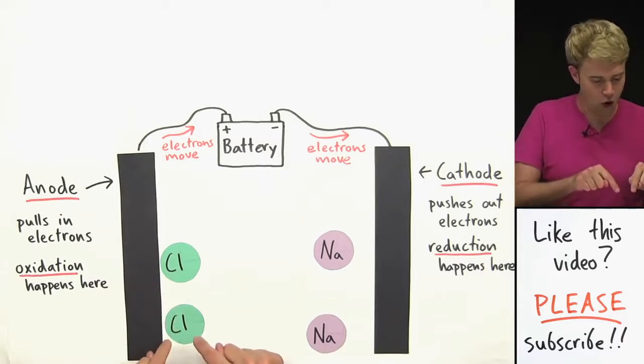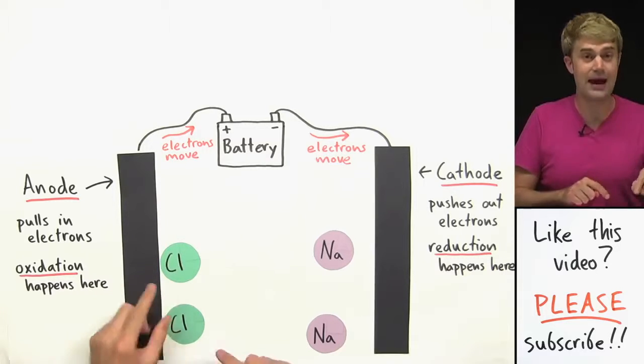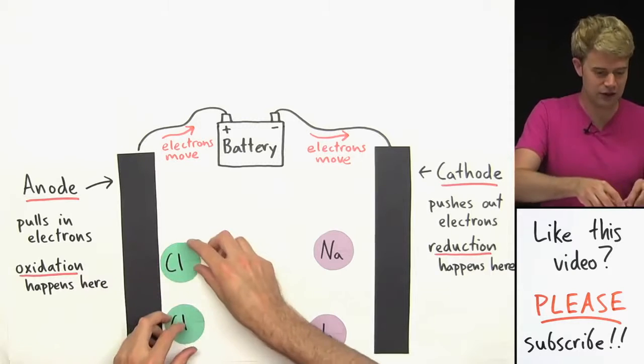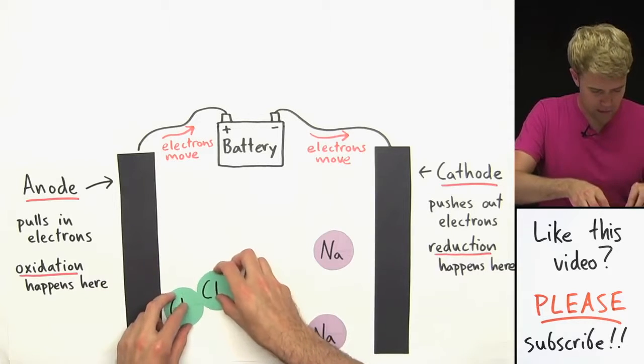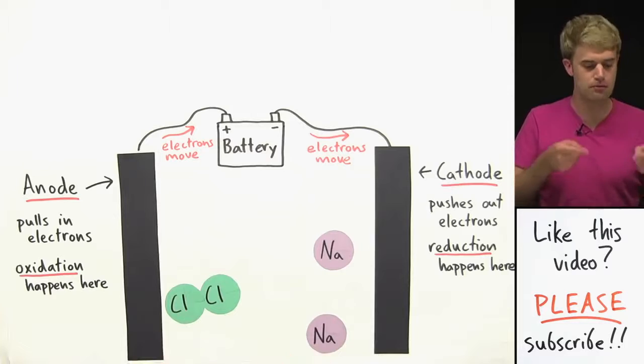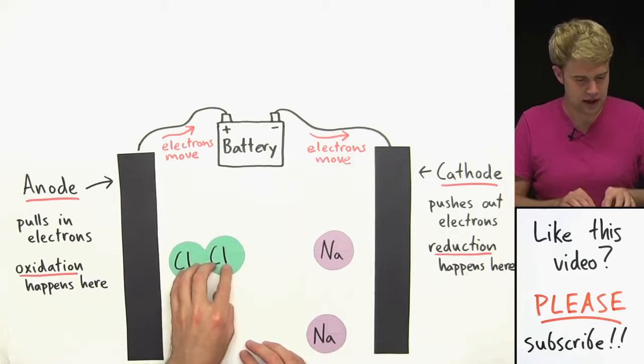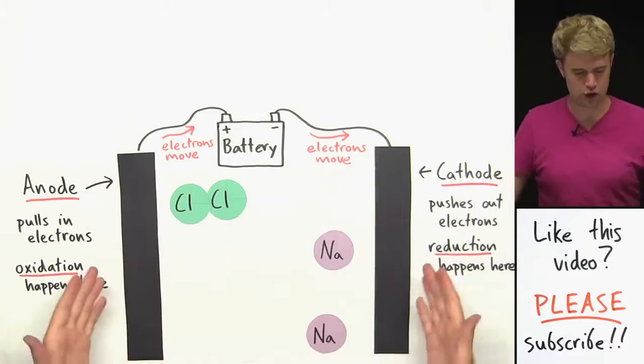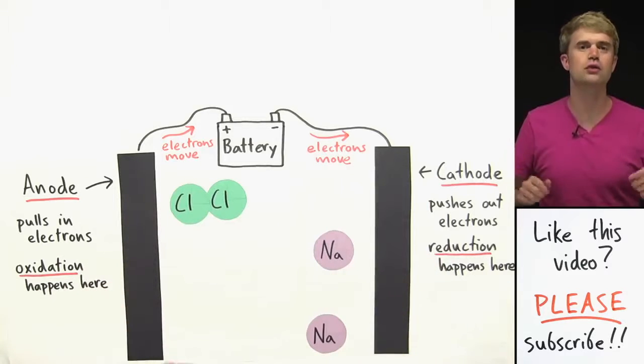Now we said that chlorine here is one of the diatomic elements, so that means that we're never just going to find one of these atoms on their own. As soon as they don't have a charge anymore, they're going to pair up to form a Cl2 molecule. This is gas, and it's actually going to float away. So that's how the electrons move in this electrolytic cell.